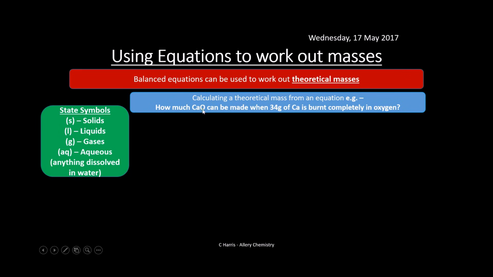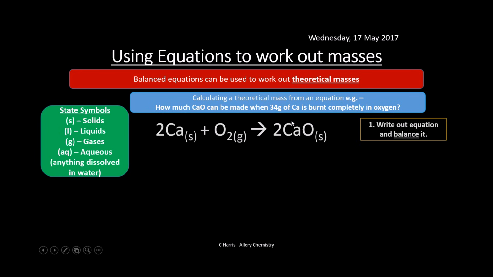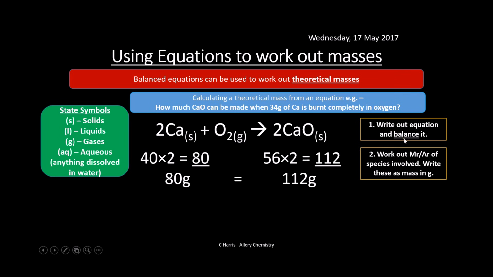So for example, how much calcium oxide can be made when 34 grams of calcium is burnt completely in oxygen? Alright, so the first thing we need to do is write out our equation and balance it. Now, obviously the main thing is it's got to be balanced. So we're looking at calcium oxide and calcium. The oxygen isn't really playing any role here, so we just ignore that. Okay, so what we're going to do is work out the MR and AR of the species involved, and we're going to write these as a mass in grams.